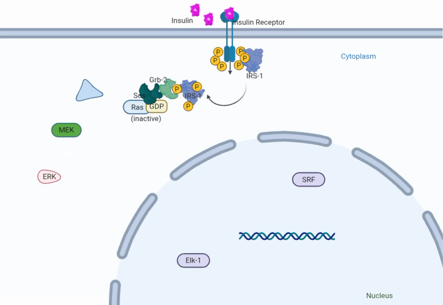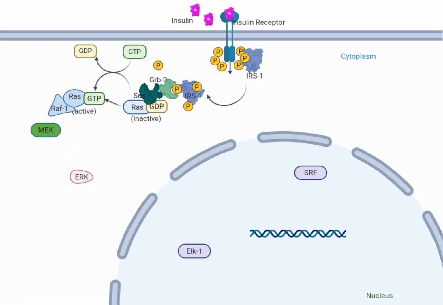GRB2 has two binding sites or domains. One is the SH2 domain and the other is the SH3 domain. With the SH2 domain, it binds with the phosphorylated substrate. GRB2 has another domain, the SH3 domain. With the SH3 domain, it binds with the SOS protein. This SOS protein exchanges the GDP of the RAS protein for GTP. When they exchange, the RAS protein gets activated and binds with the RAF1 protein.